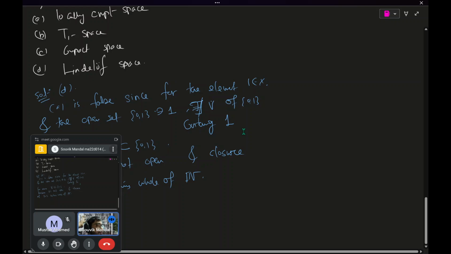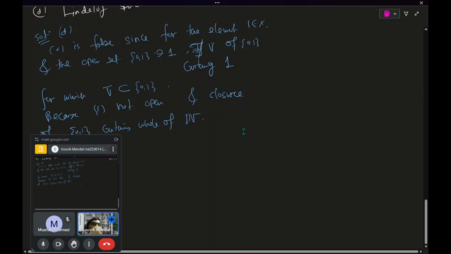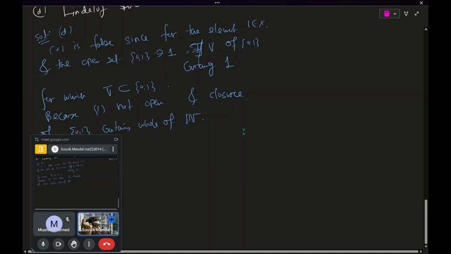So option A is false, since if you consider the element 1 in X and the open doubleton {0, 1}, then there is no open set V containing 1 for which the closure of V is a subset of {0, 1}. Since the singleton was not open, the closure of {0, 1} contains the whole space.